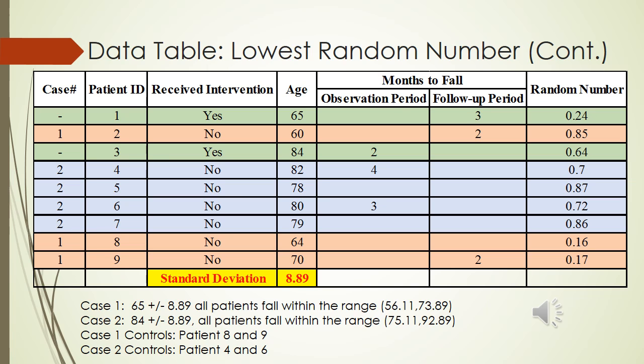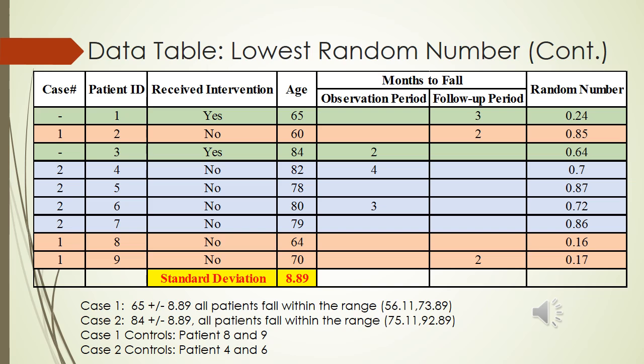For case 1, the base age is 65, and we're going to add and subtract the standard deviation, 8.89, and see what patients fall within that range. When you add and subtract 8.89 to 65, you get a range of 56.11 all the way to 73.89. In this case, patients 2, 8, and 9 all fall under this range, and they can be considered under case 1.